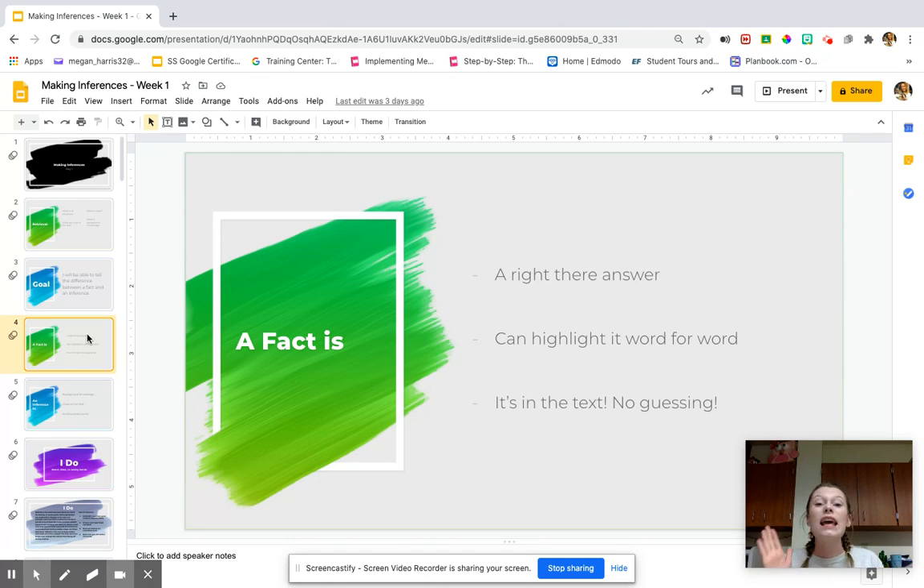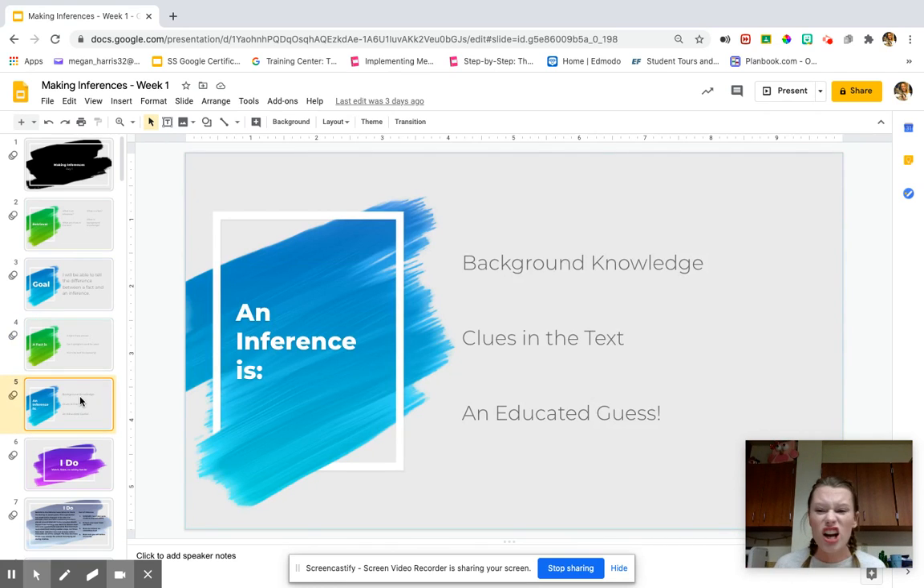A fact. It is a right there answer. I can highlight it word for word in the text. It's in the text. There's no guessing. Okay, so think about when you're reading a book. If I were to ask you, what's the name of the character in our book? Well, guys, their name is usually right there in the book. That's a fact, right? Okay, my 3rd graders, you all read Charlotte's Web last year. So if I said, what's the name of the pig? You would be able to tell me Wilbur. And you want to know why? Because his name is right there in the text. It is word for word. It's a fact, right? I can find it. I can highlight it. I know what it is.